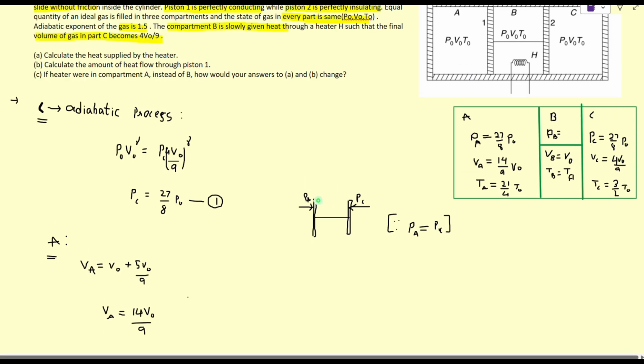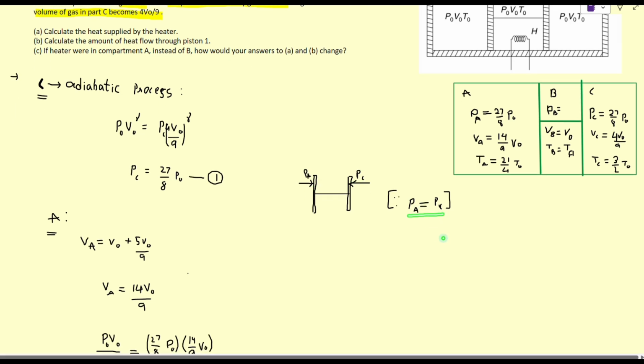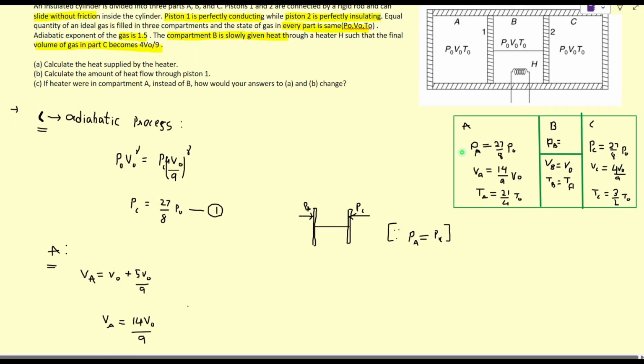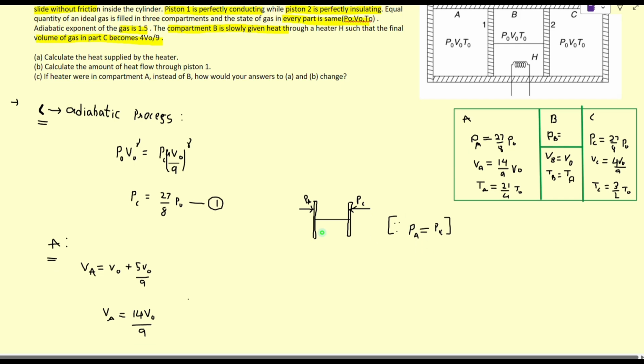Now we write the FBD of the rigid rod and the two pistons. This is the pressure from C and this is the pressure from A. Both are equal, so they are staying in equilibrium. So PA equals PC. From this we can find the pressure of A, which is also equal to the pressure of C.